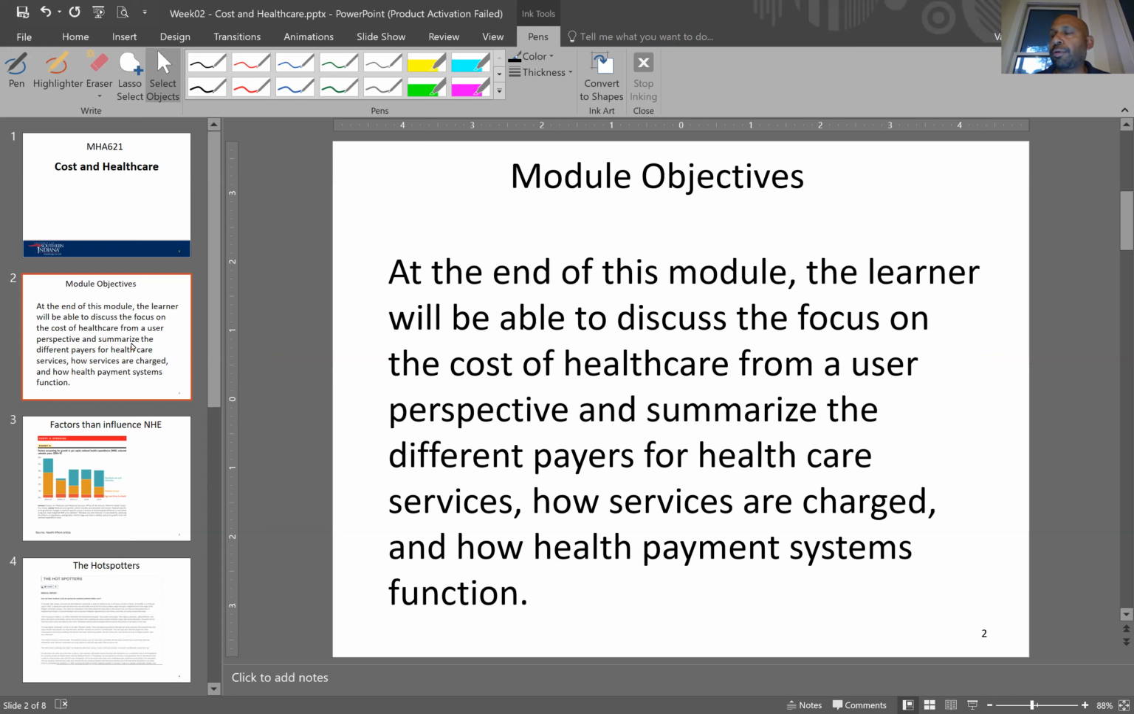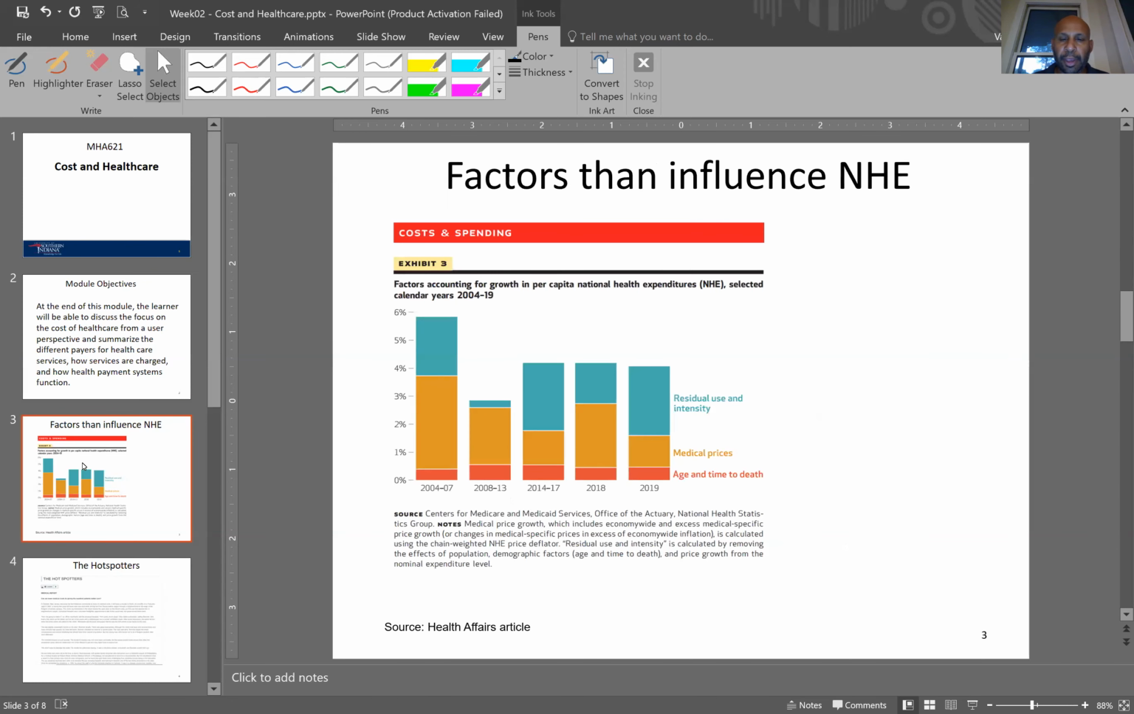It's a pretty tall order for the week, but let's get started by looking at the big picture: national healthcare expenditures. This comes from Exhibit 3 from the Health Affairs article in your reading. I want to highlight this exhibit because it tells an interesting story starting from 2004. They've clumped it into different years, going all the way up to 2019.